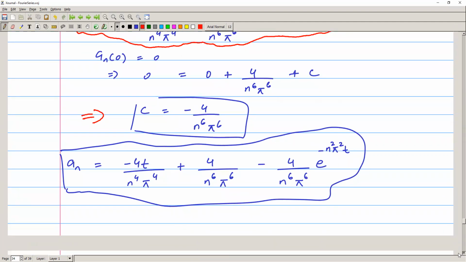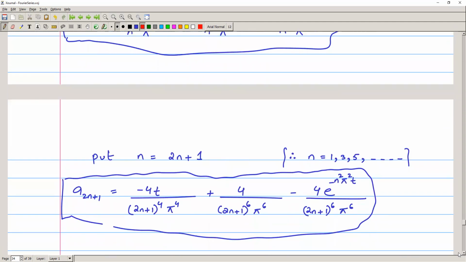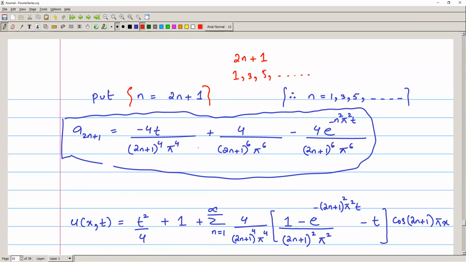Now we have to construct the solution for u of x,t, and here we can put n is equal to 2n plus 1 because we know that n is for odd terms. So 2n plus 1 represents all the odd terms, right? When we put 0 here, we will get 1. When we put 1 here, we will get 3. When we put 2 here, we will get 5, and so on, right? Therefore, we are replacing n with 2n plus 1 everywhere. So we can see here that we have replaced n with 2n plus 1. And here also we have to write 2n plus 1.